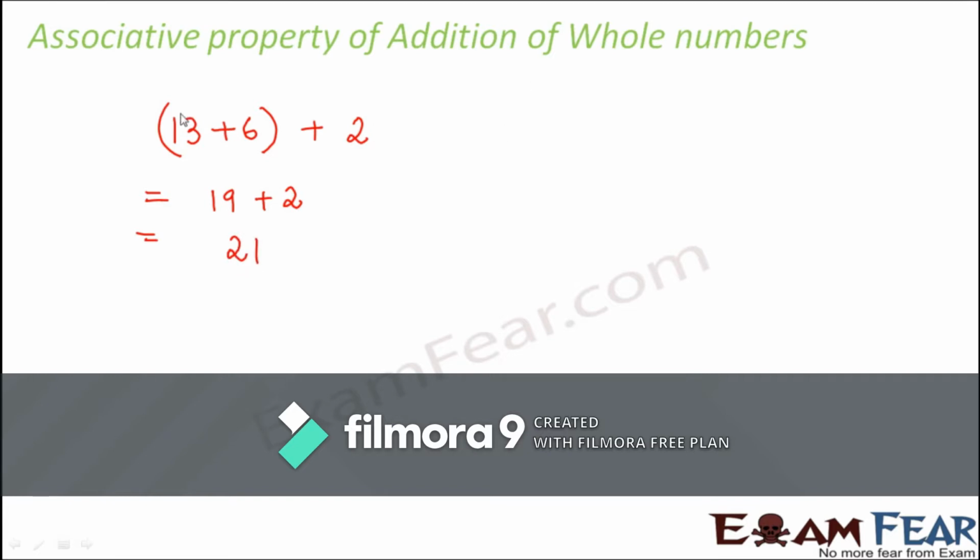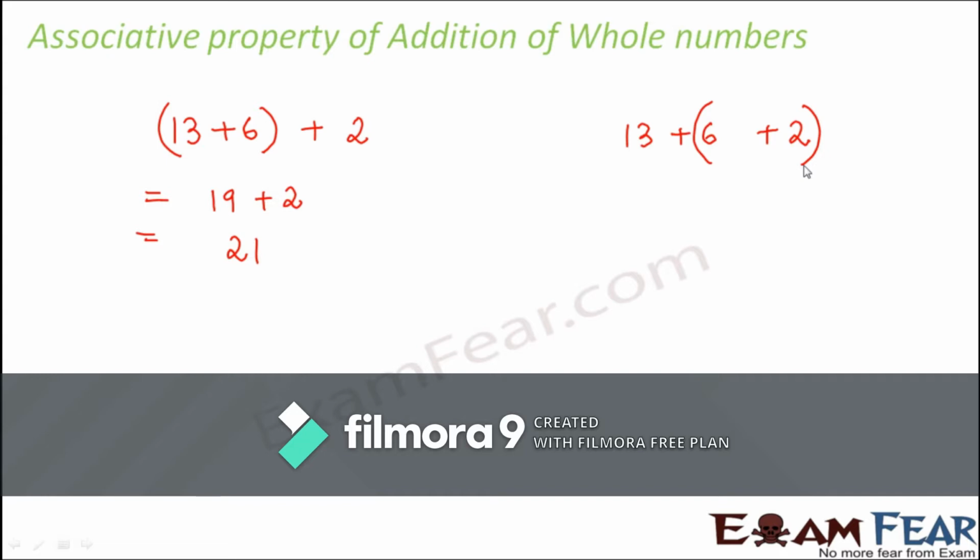Now, what if I change the positions of these three digits? Earlier in commutative property we had two numbers, so we just exchanged their positions. But now we have three numbers, so there are different ways in which we can change their position. We basically do not change the position. You see the position remains the same. We just change the position of the bracket. So now we put the bracket here.